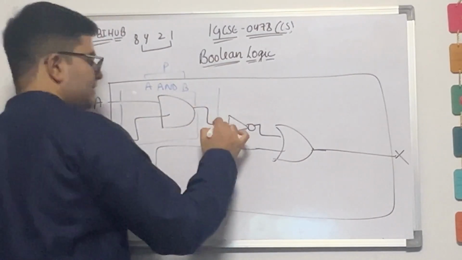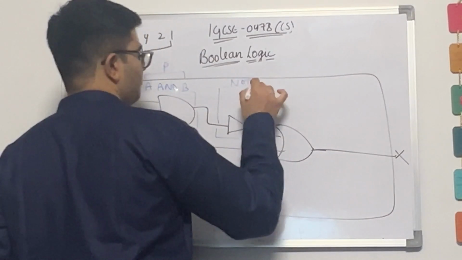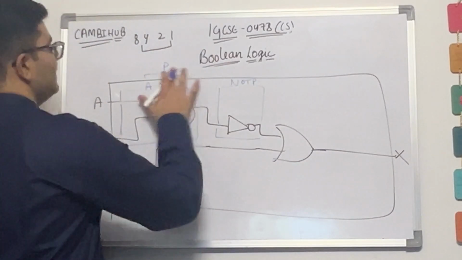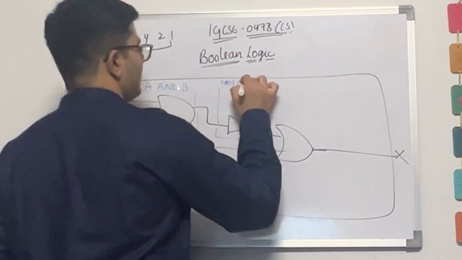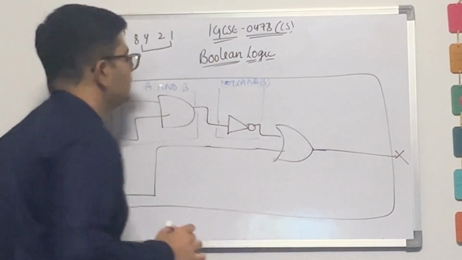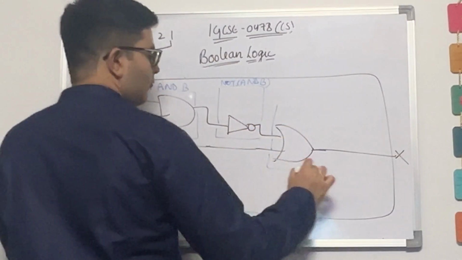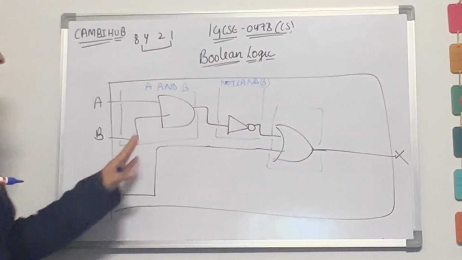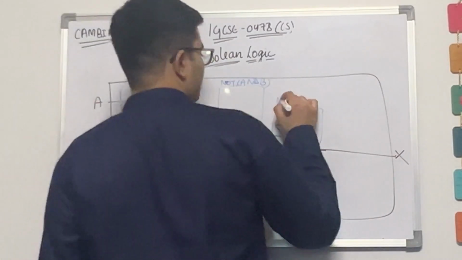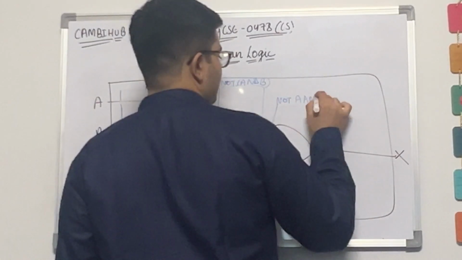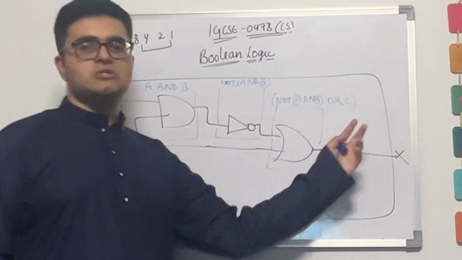Next step, you take the next section and see what is happening with the next section. So we are doing not of P, right? Or if you don't want to include confusion, you can simply write what is happening: not of A and B. Then let's include this section. What is happening in this section? Not of A and B and OR of C, right? This is your final expression, right?